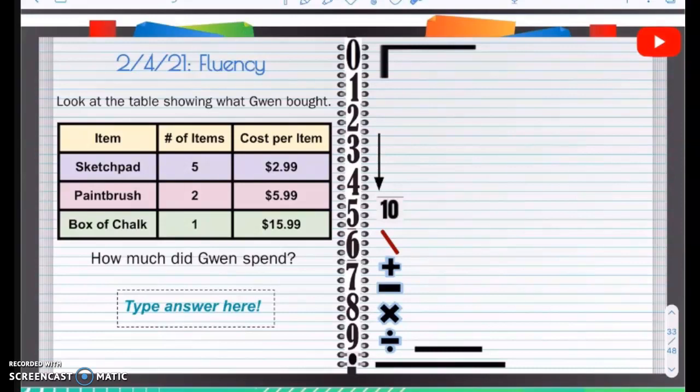Fluency. We're going to look at the table showing what Gwen bought. So she bought a sketch pad. She bought 5 of them. And the cost per item, they were each $2.99.